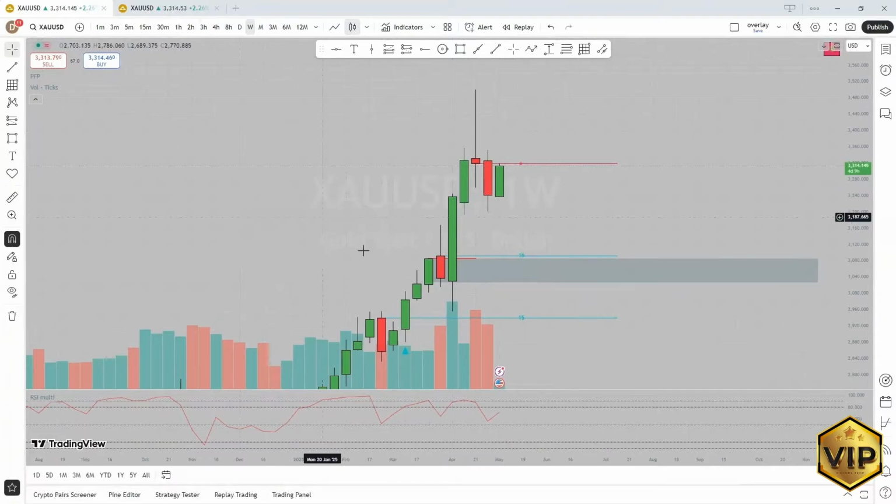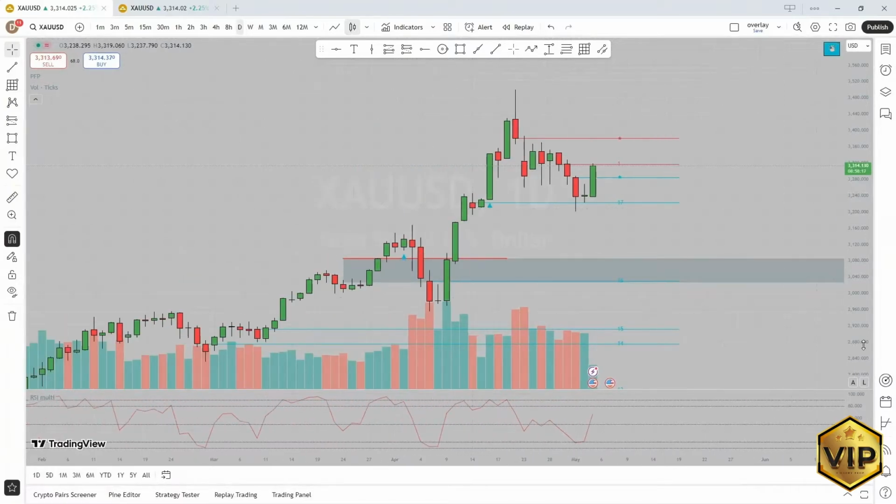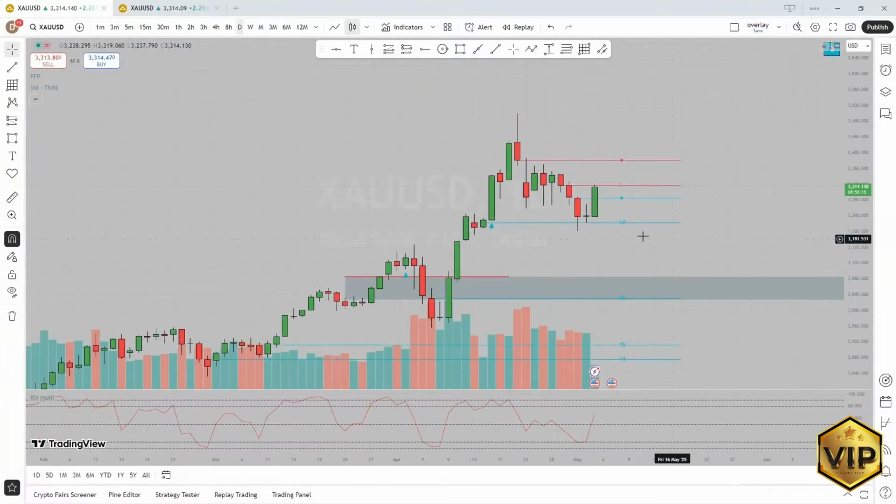And then pullback. So that's a breakout, then the pullback is one time frame lower. Always one time frame lower. So whatever time frame the breakout is, the pullback is one time frame lower.